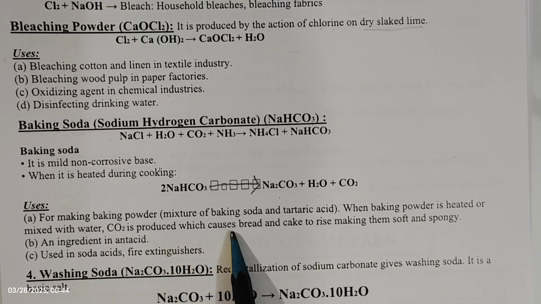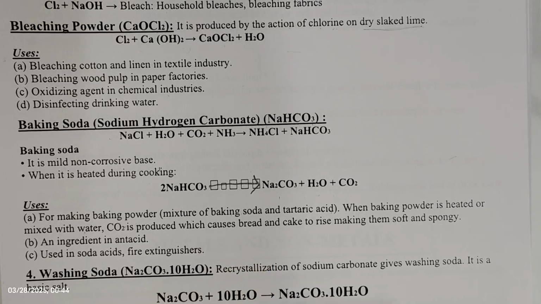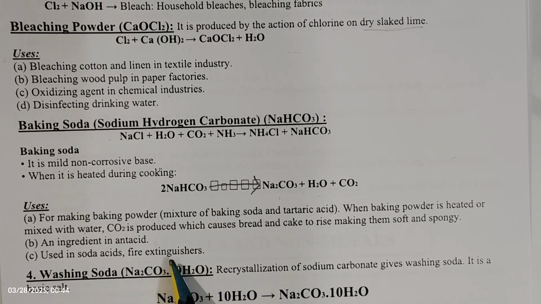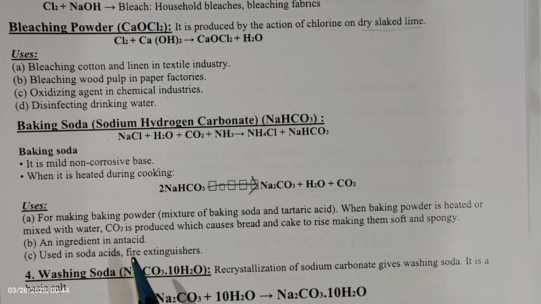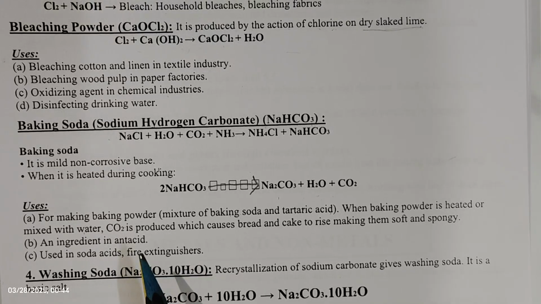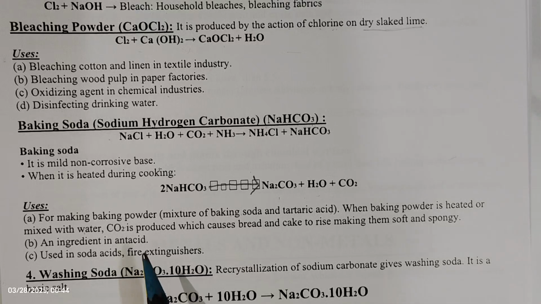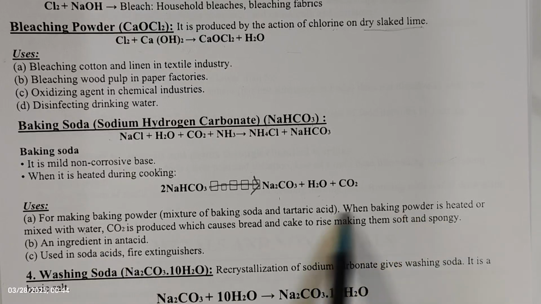Carbon dioxide is produced when baking soda or baking powder is added to products like bread, cake or other bakery products to bake. They release carbon dioxide, which makes them rise and become soft and spongy.